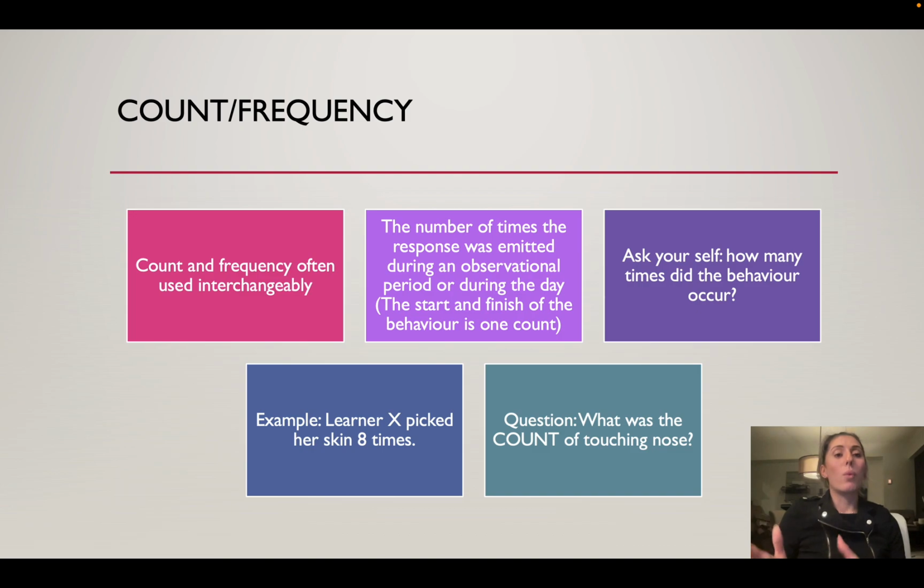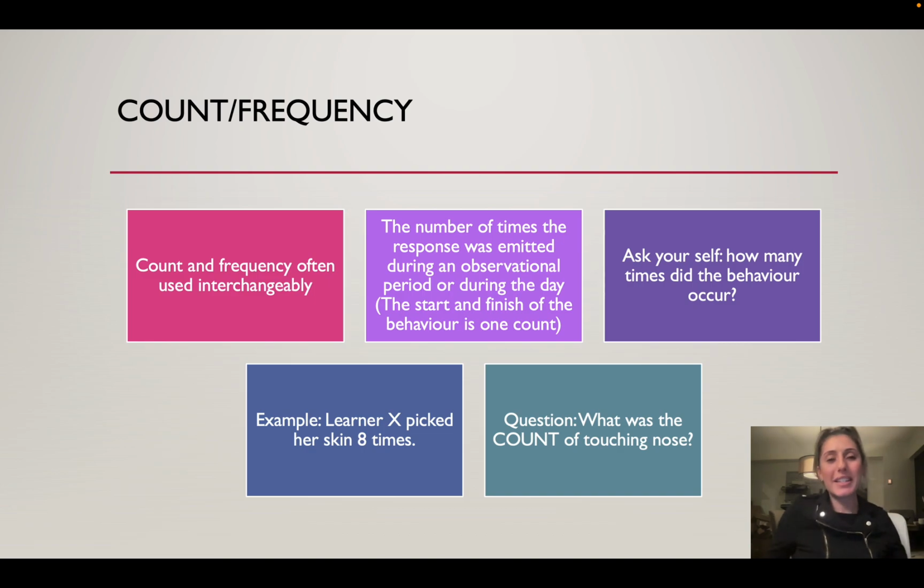Just a note, when we say count or frequency, these terms are often used interchangeably, but they do mean the same thing. And they both mean the number of times a response was emitted during an observational period. And you can even do this throughout the day. So we always want to look for the start and the finish of a behavior would be counted as one behavior. So with this, you would want to ask yourself, how many times did the behavior occur? So to offer you an example, learner X picked her skin 8 times. So in this case, the count for skin picking would be 8.